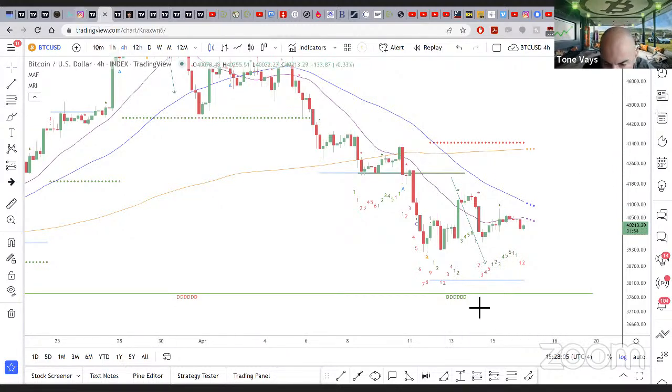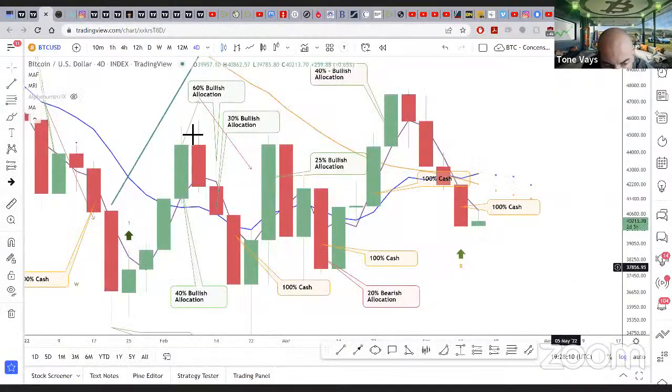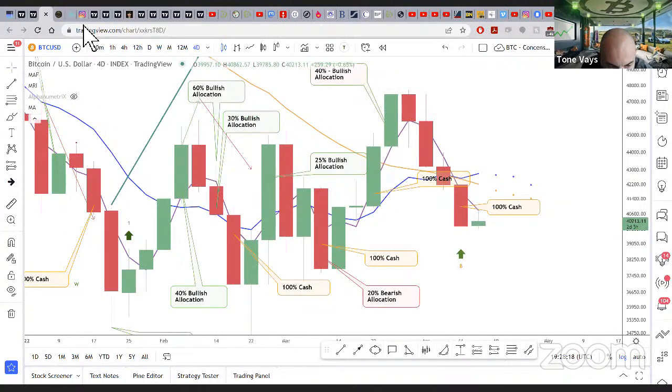The daily chart is just not interesting. I'm sorry, guys. Charts are just not interesting. I don't know what you want me to say. The answer is do nothing. We're stuck at $40,000. We've been stuck here for 3 days.